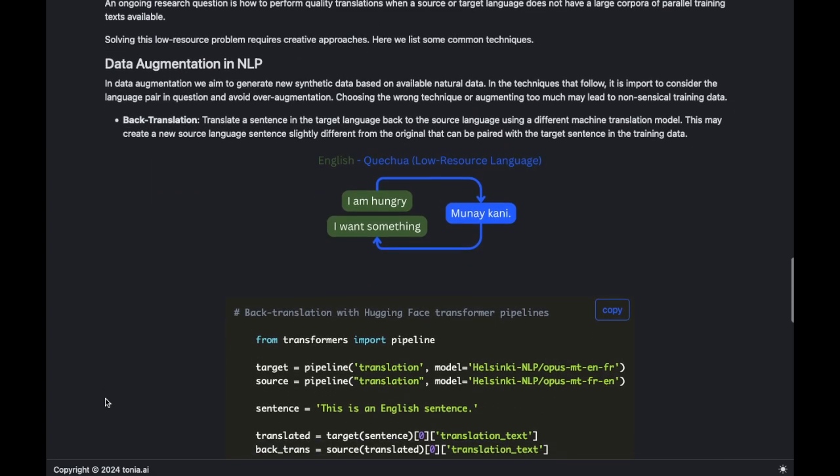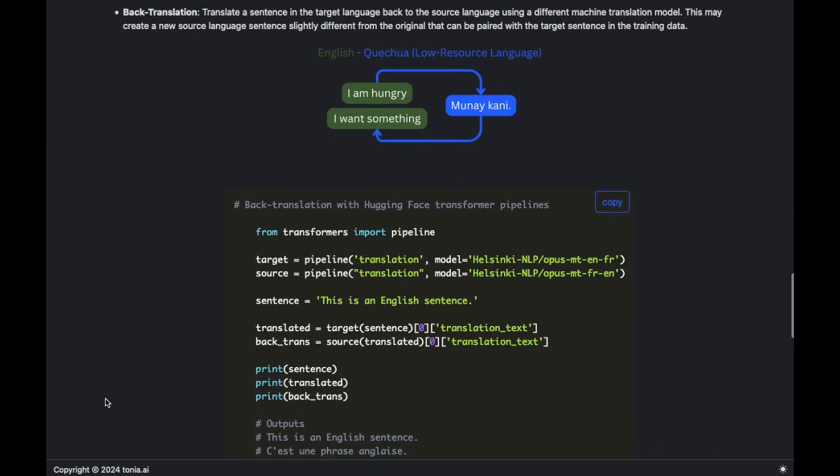Here is an example of actually performing back translation. This is using the Hugging Face transformer pipelines. And I have chosen two pre-trained models from Hugging Face. The first pre-trained model was trained to translate English to French, and the second model was trained to translate French to English.